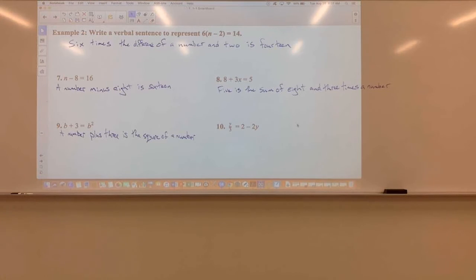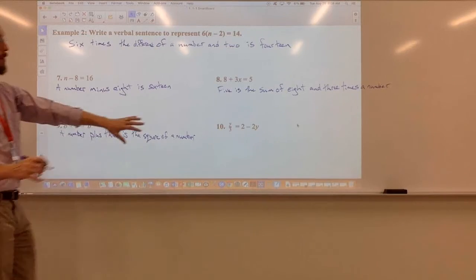Caleb? Could you say the square of a number is increased by 3 in a number? You're so close. If you said a number increased by 3 is the square of a number, you could say it that way. But the way you had it, it sounds like b squared plus 3 equals b. If you just flip those two things around, I think you'd be good.